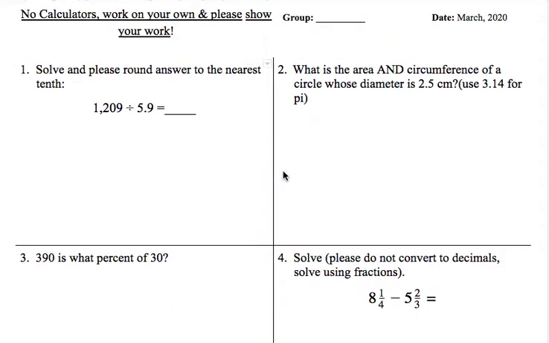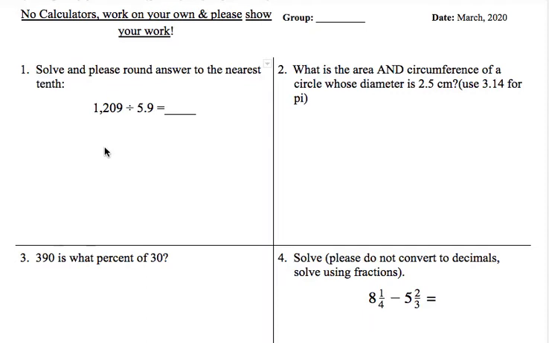I'm going to start with number one, which is a division problem, and I want you to notice that there's a decimal point in the divisor. And we can't really solve a division problem the traditional way with a decimal point in the divisor, so we have to move that over and make 5.9 59. And if we do that, we have to do the same thing over here. Make 1,209, turn that into 12,090. And then 12,090 divided by 59 will give you the same answer as this problem.